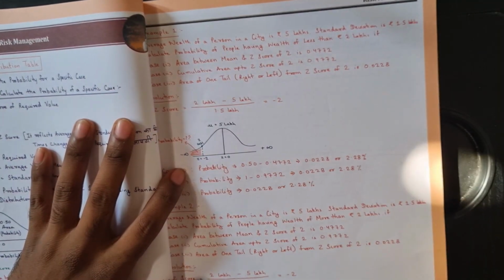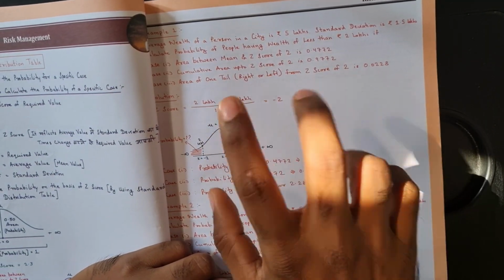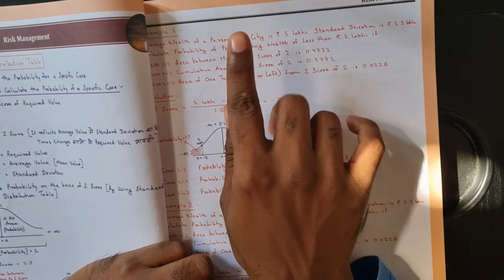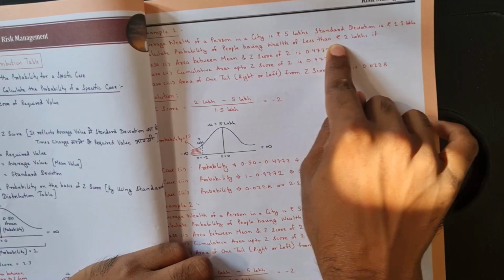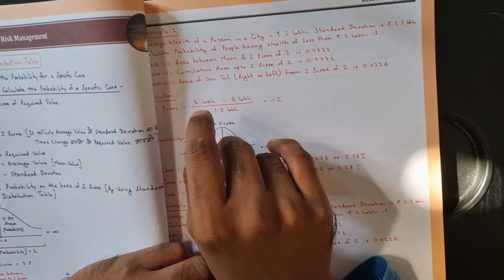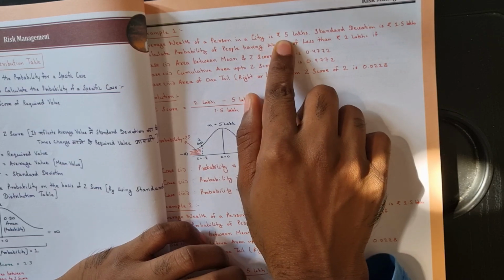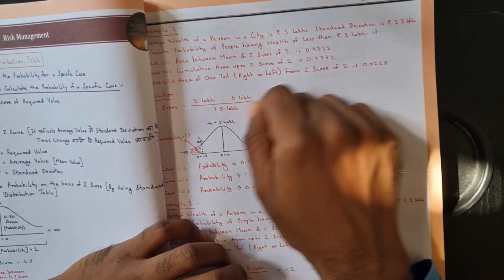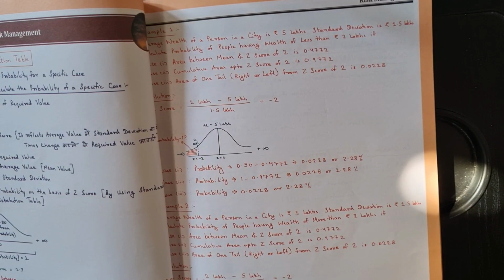To calculate the probability, first we need to calculate the z score. How do we calculate the z score? It is your required value. What is the required value? You want the probability of people having wealth less than 2 lakhs. So the required value of 2 lakhs minus your average value, x minus mu, divided by the standard deviation, that is 1.5. So how much will we get?